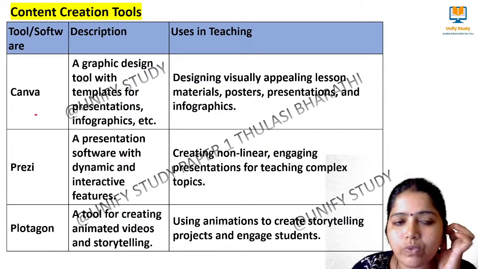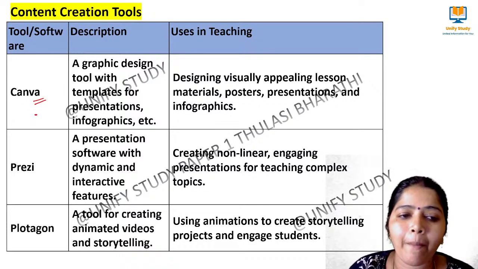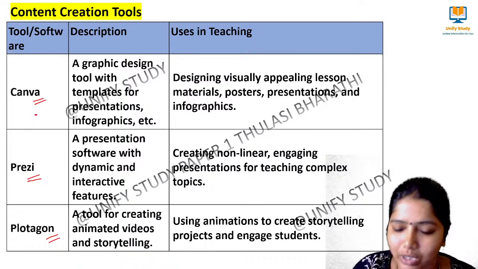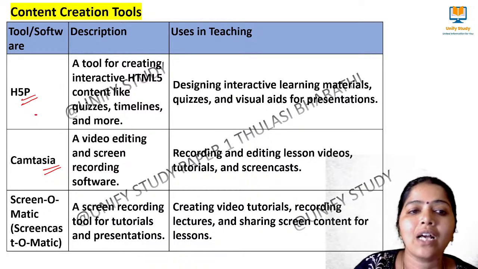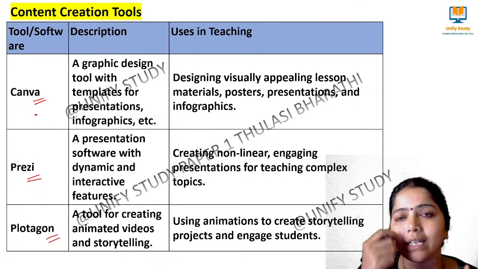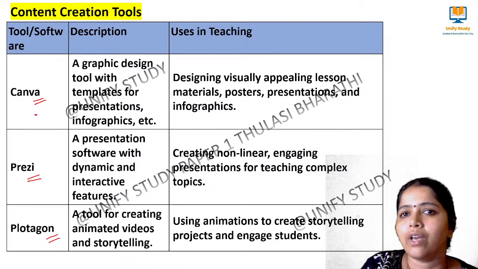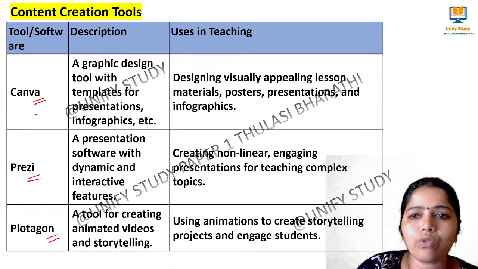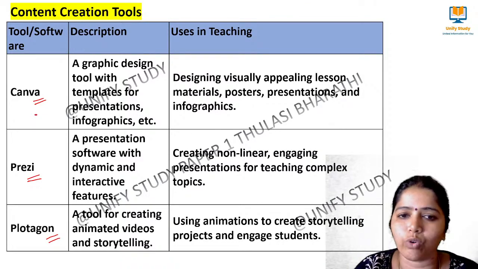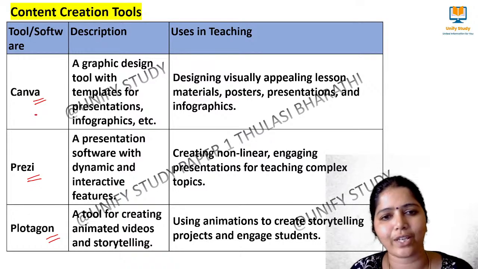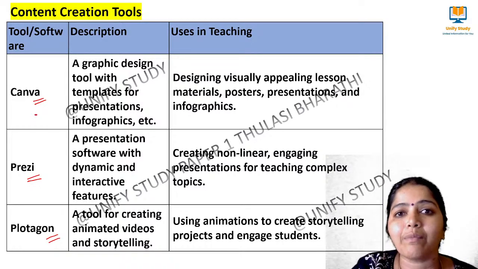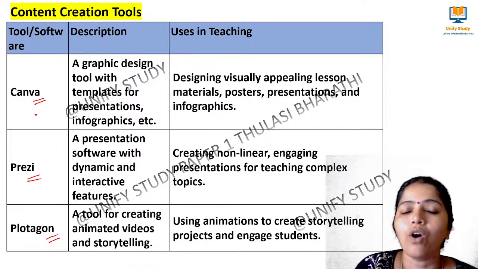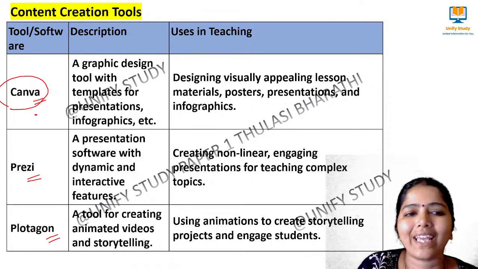Next we move to content creation tools. Content creation tools: we have Canva, we have Prezi, we have Plotagon, and then we have H5P, Camtasia, other tools. What do you mean by content? What do we need for content creation? For content creation, we need a designer tool to create presentations, to create infographics, to create some kind of interactive presentations. For that we need a tool that is called Canva.